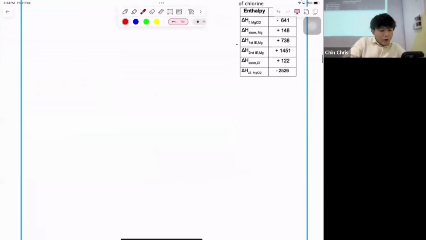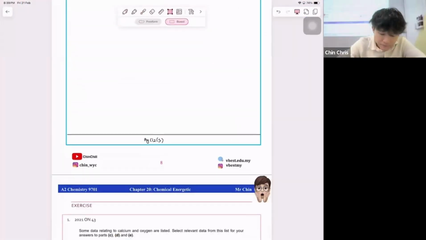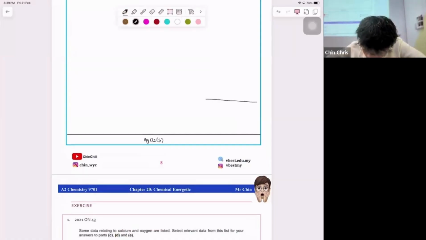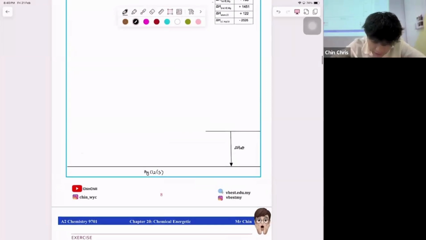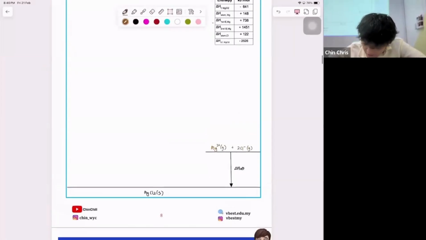Guys, let's draw the diagram now. Let's go. So one side is going to be delta H lattice, right? And delta H lattice is always from gaseous ions. So Mg2 plus gas, 2Cl minus gas, correct. And lattice energy is negative 2526. Next.